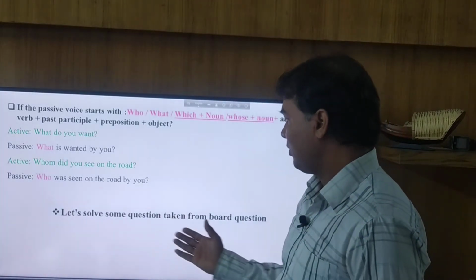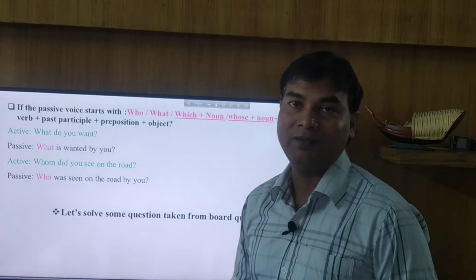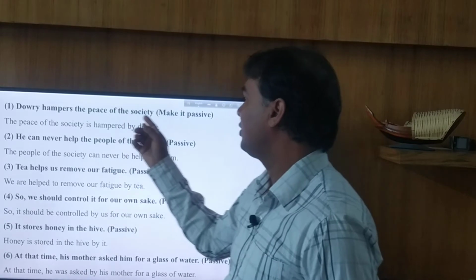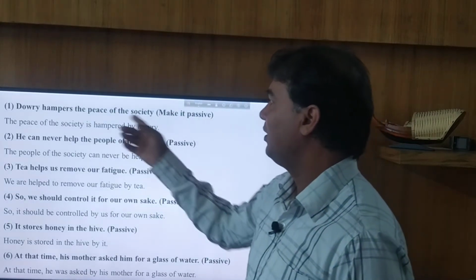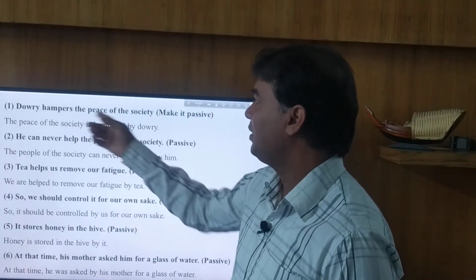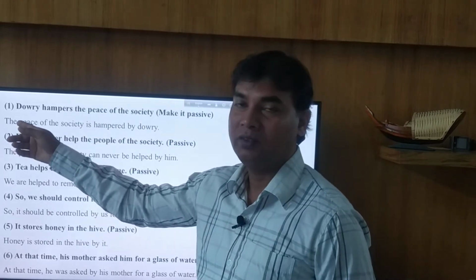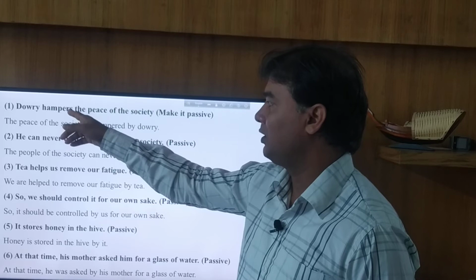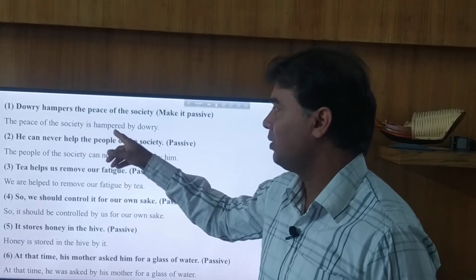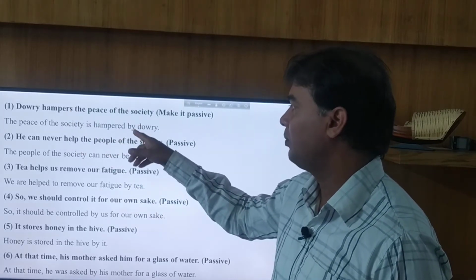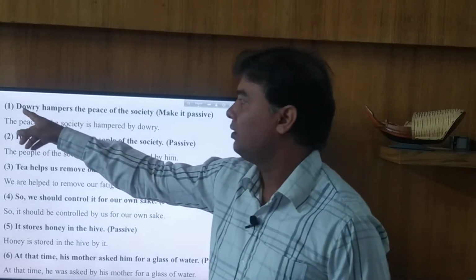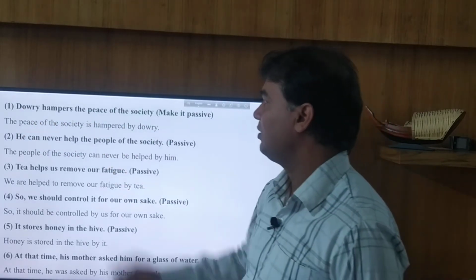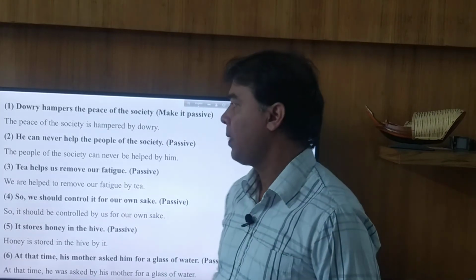Now let us solve some questions taken from board questions. Dowry hampers the peace of the society. Here the object is the peace of the society. So the peace of the society, it is in present tense, is, then the past participle of the main verb, hampered, then the preposition by, then the subject, here you have to make it an object, dowry. The peace of the society is hampered by dowry.